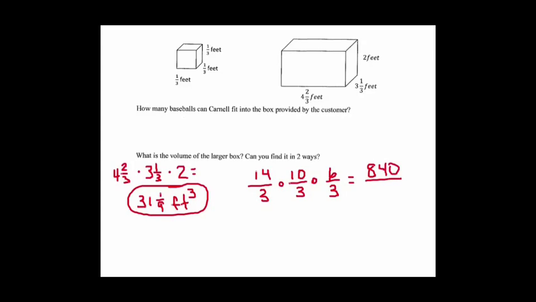3 times 3 times 3 is equal to 27. And remember, this line right here means to divide. So 840 divided by 27, or another way that you can do this is just by simplifying, same thing. Your answer is 31 1/9 feet cubed. So here are the two different ways in which you can find the volume of the larger prism.